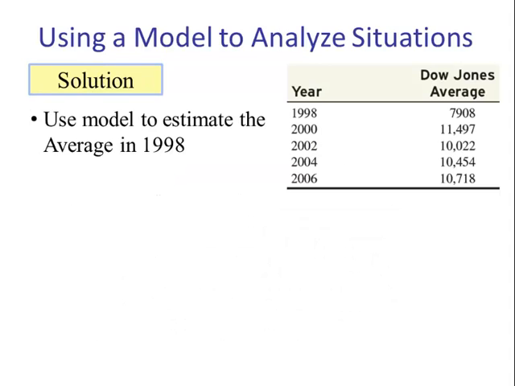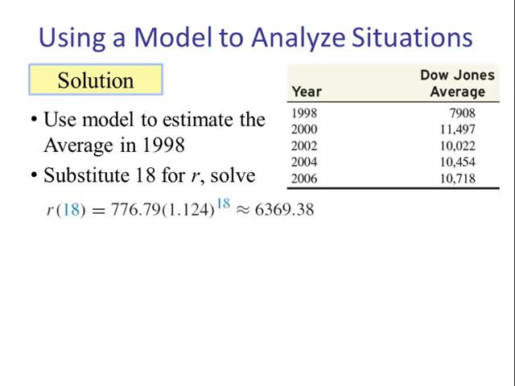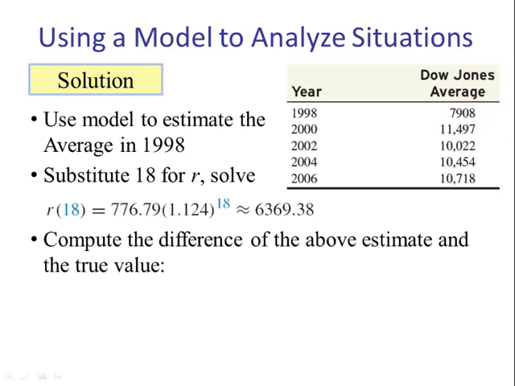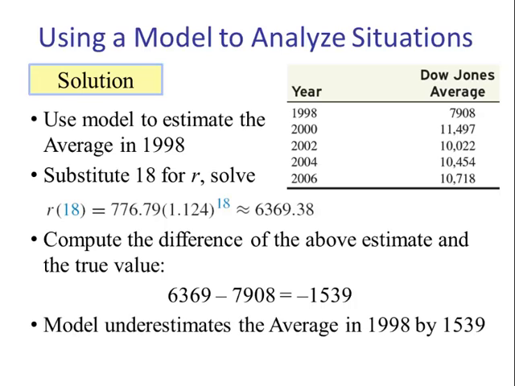Solution. Use the model to estimate the average in 1998. We substitute 18 for t and solve. We have 6,369.38. The actual average was 7,908. So if we compute the difference between the estimate and the true value, we have a negative 1,539. The model underestimates because this is a negative number.